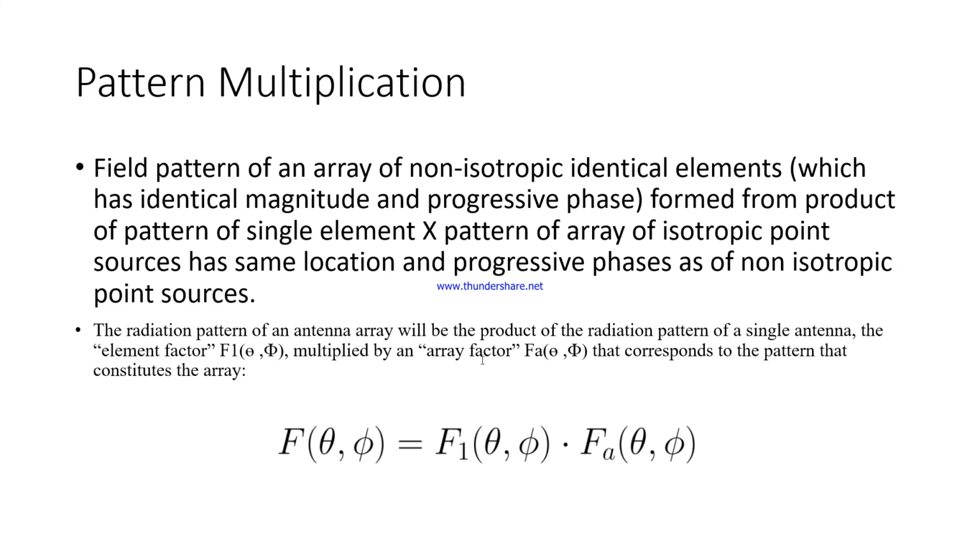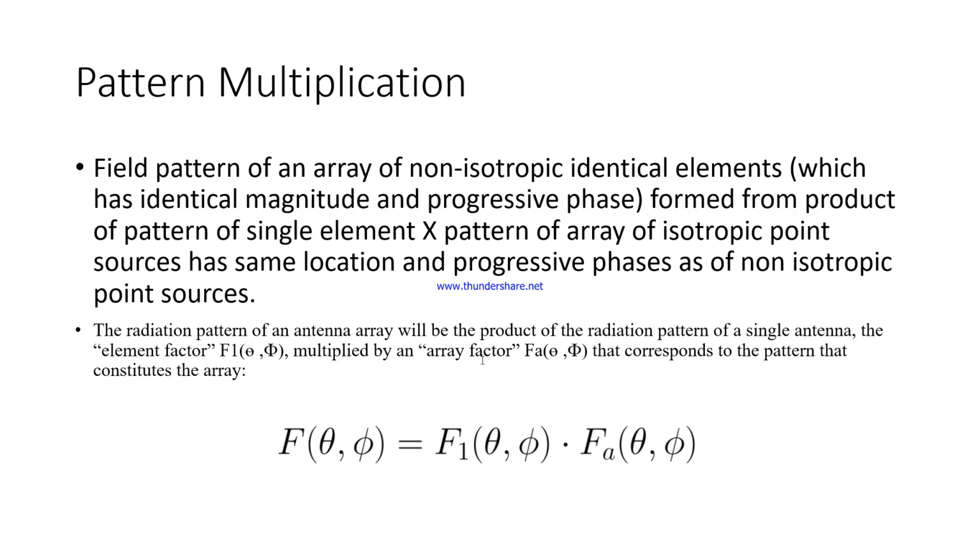the radiation pattern of an antenna array being the product of the radiation pattern of a single antenna, the element factor f1 of theta comma phi, multiplied by an array factor where a number of elements is present, given as fa of theta comma phi, that corresponds to the pattern that constitutes the array.